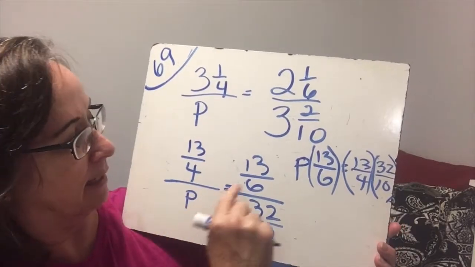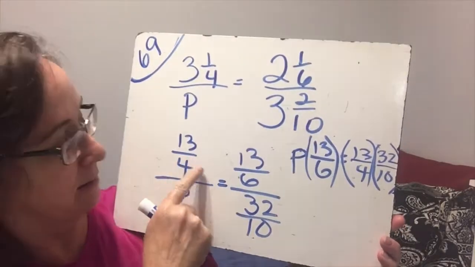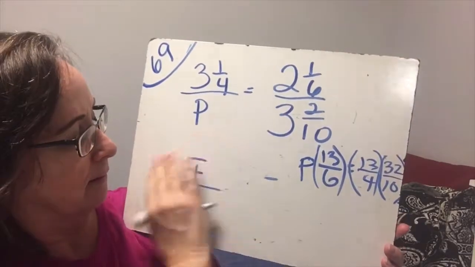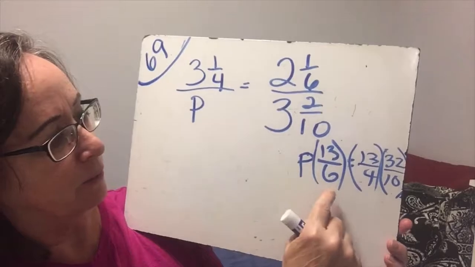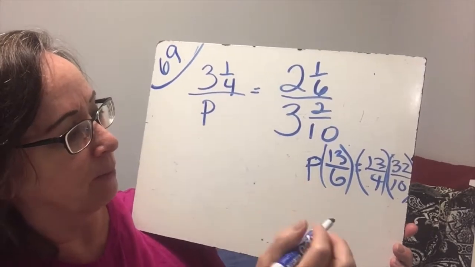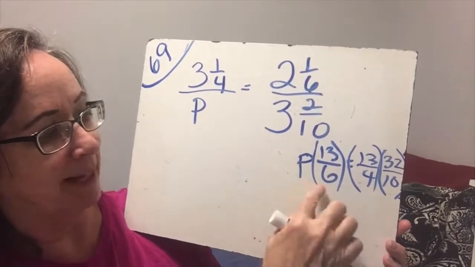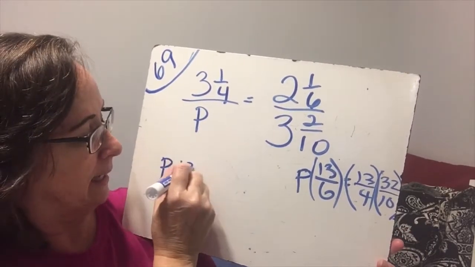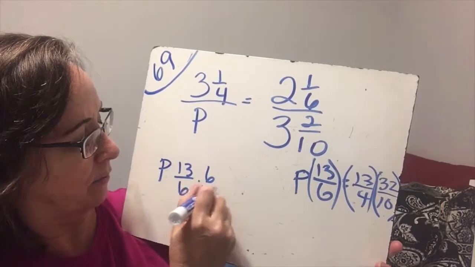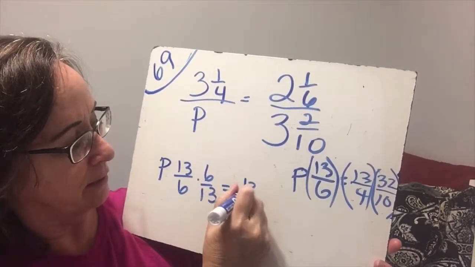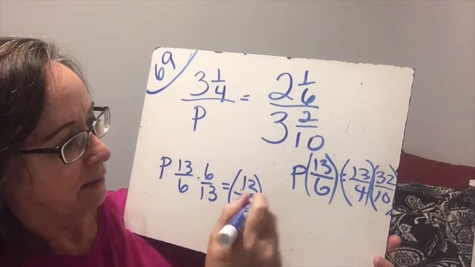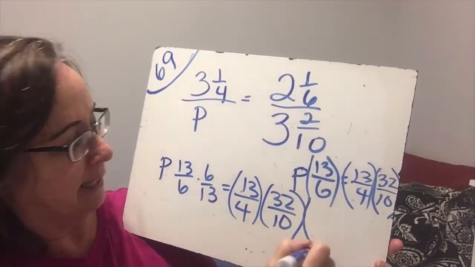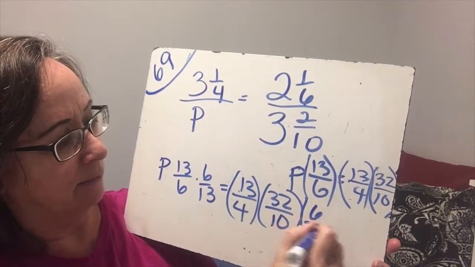Let me just check this. That's right, and that's right. So I'm going to go ahead and get rid of this. Okay, so we're going to put this into a better form. We're going to multiply on both sides by 6/13. So we have a P times 13/6 times 6/13 equals 13/4 times 32/10 times 6/13 on that one.